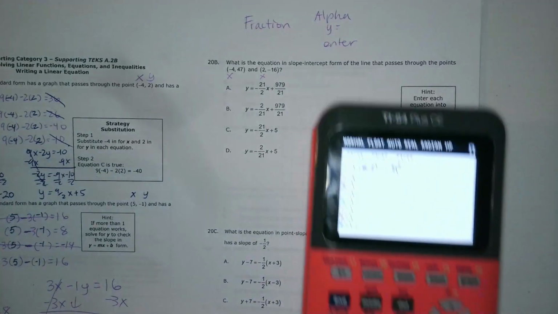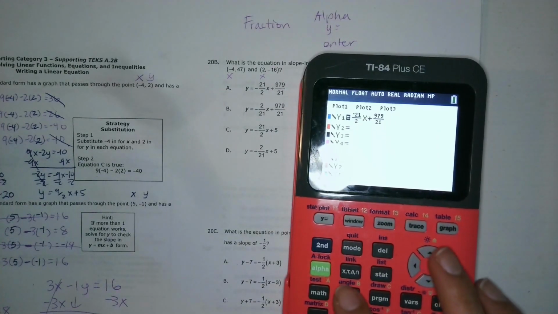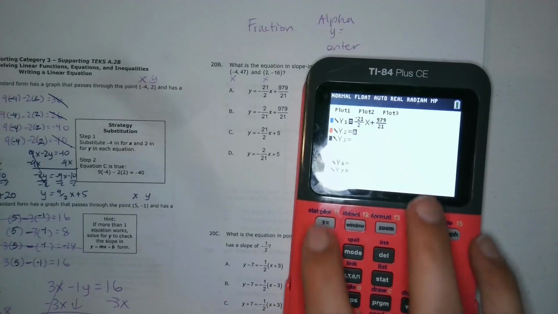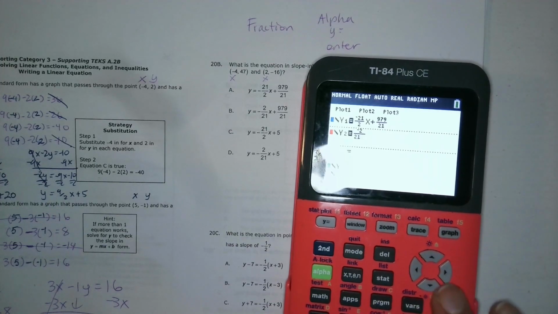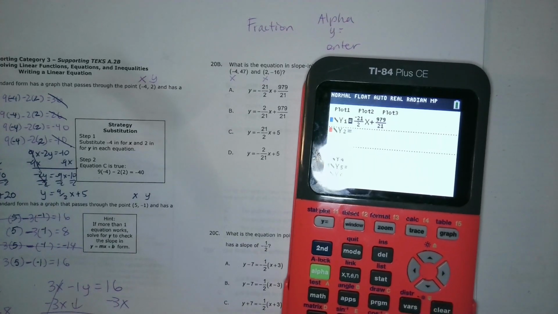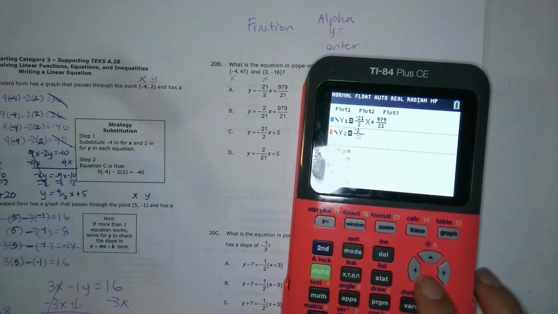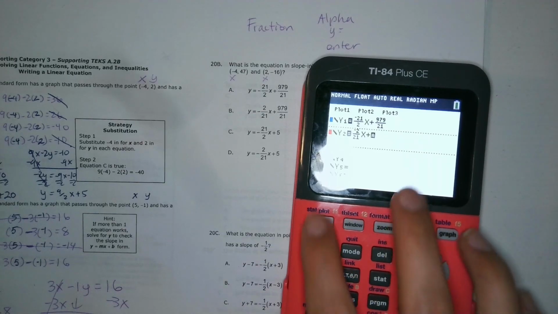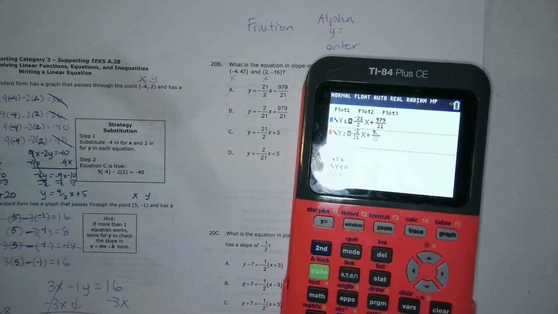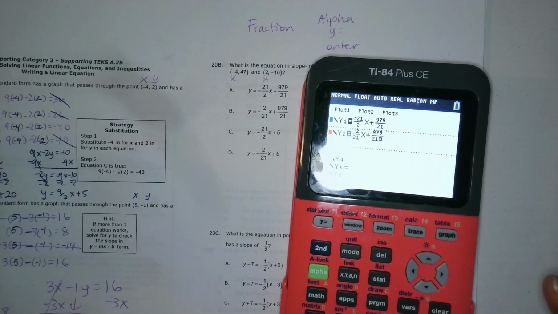I'm going to do 2 equations at a time, that way I don't have to go back and forth. Y equals, enter. Alpha, y equals, enter. Negative 2 on top, 21. Go to the right. Oops, I erased everything. I'm so tired. Forgive me. Negative 2 on top, 21. X plus alpha, y equals, enter. 979. This is an ogre of a problem. Why are they using such big numbers?